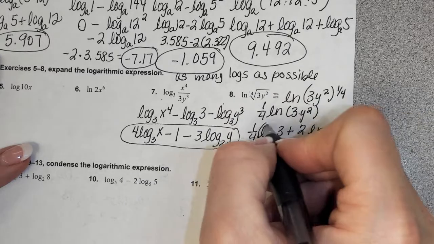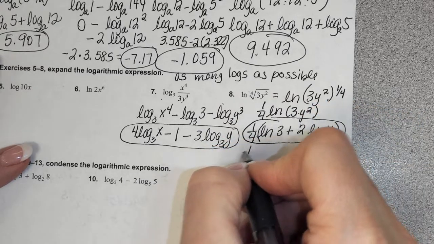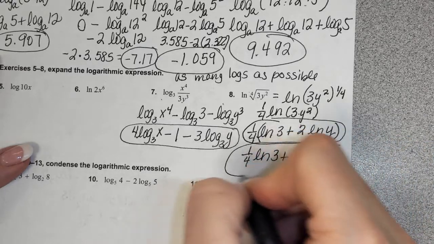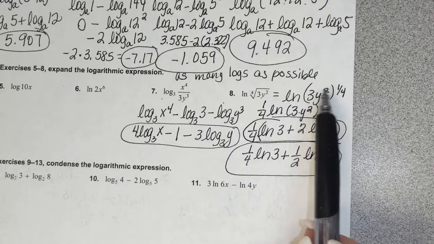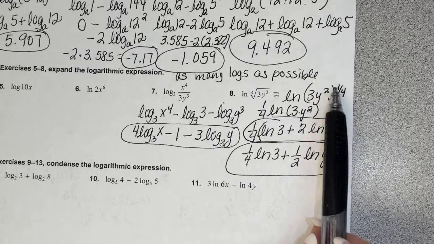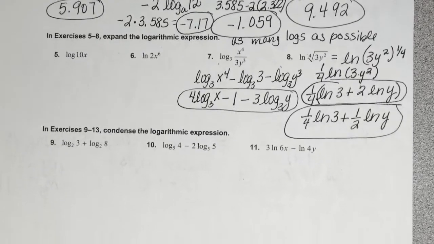So you could either give me this answer is good. You could also give me this answer. You see how that would be okay as well? And do you see how if I go back up here and check this, see how this would be y to the 2/4, which would be 1/2 out in front, kind of checking that. All right, you guys try 5 and 6 now.